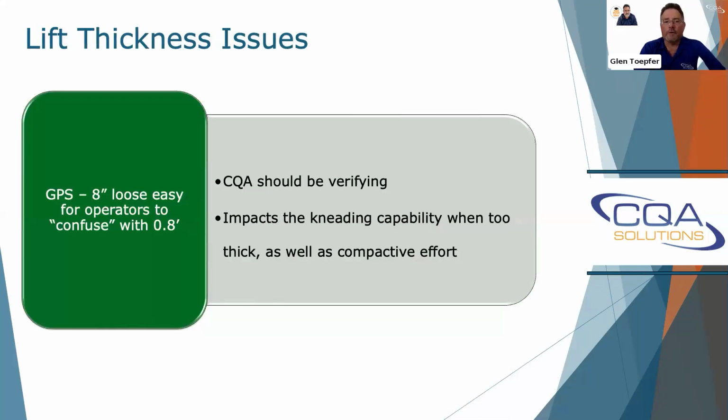Lift thickness issues that we see, a lot of times operators are putting in, for an 8-inch loose lift on a compacted clay liner, they're putting in 0.8 or 8 inches, and that's 10 inches. And whether it's intentional or they're playing dumb, sometimes they may not know, but CQA should always be verifying. The thickness is really important because you're usually trying to knead the lifts together, and any of those clods or things like that are going to impact that ability as well.